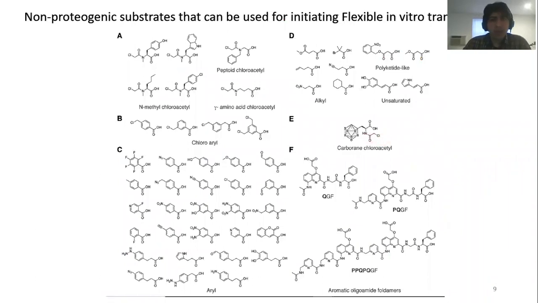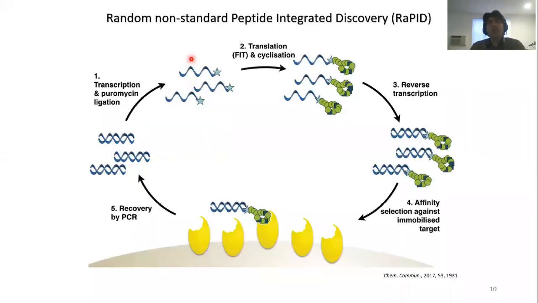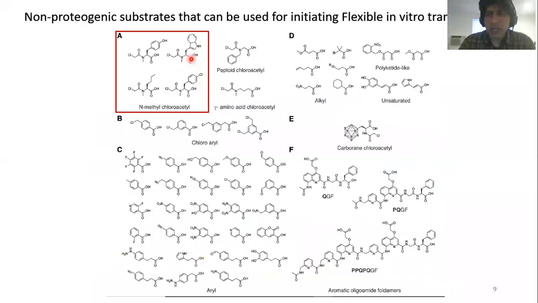These are the different classes. Now this one is really important, that we discussed just now: you have a chloroacyl group on the N-terminus of this amino acid, like this tyrosine, and that helps in cyclizing. So this is chloroacyl tryptophan, and a methylated one, right? This helps in cyclization of the peptide. This particular approach is called flexible in vitro translation.